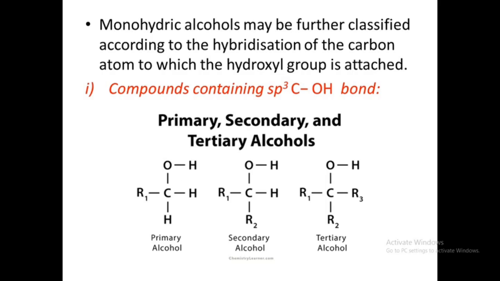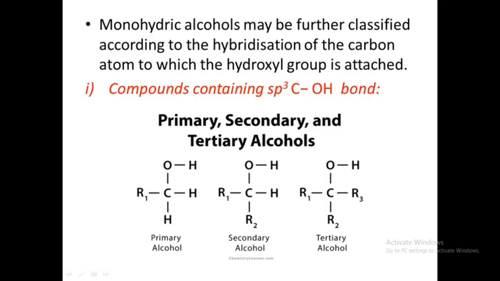That means the carbon will form only one carbon bond with another carbon atom. After that, secondary alcohols. Secondary alcohols are those in which the carbon atom to which the OH group is attached forms two bonds with two different carbon atoms.